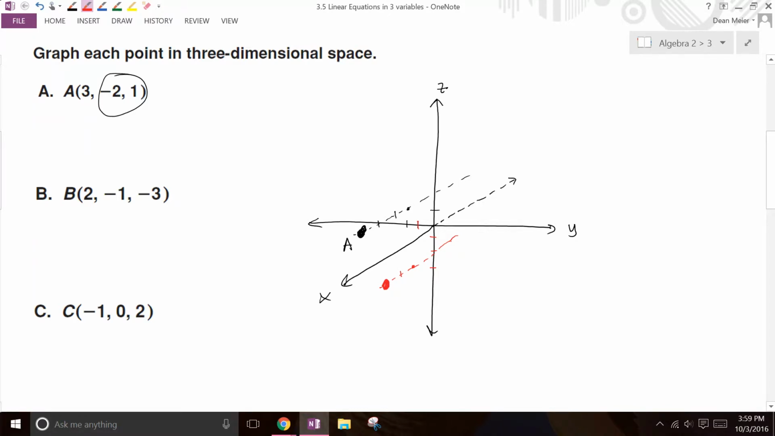And then last but not least, this guy here, he's at 0, 2. Oh, let's do him in blue. So 0, 2 is right there. And then kind of almost that same axis, I'm going to go back 1, and there it is. And that would be C. I forgot to label B. And there you have your points: A, B, and C.